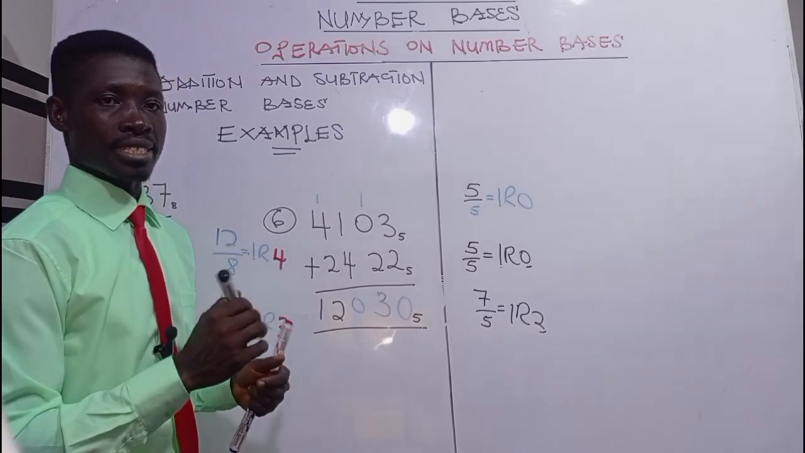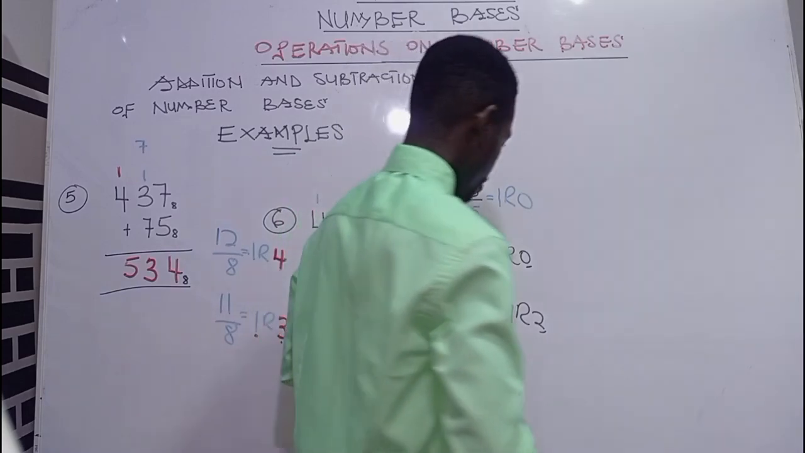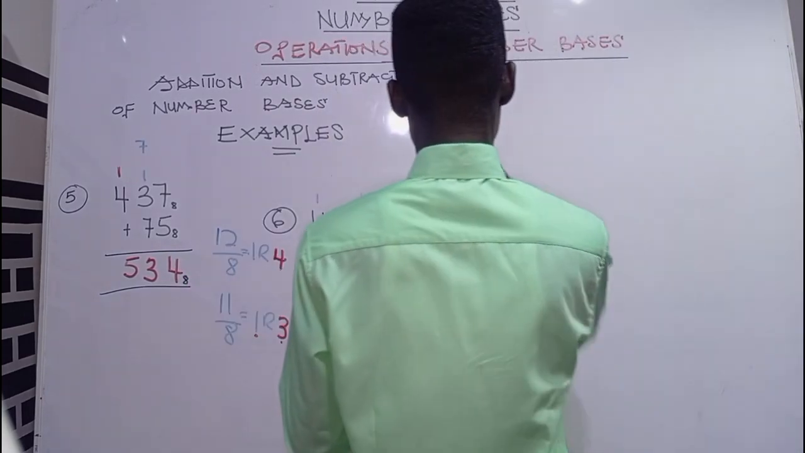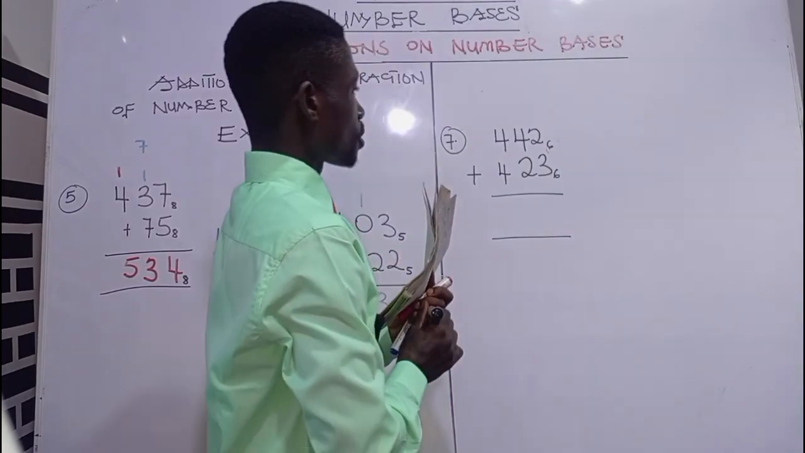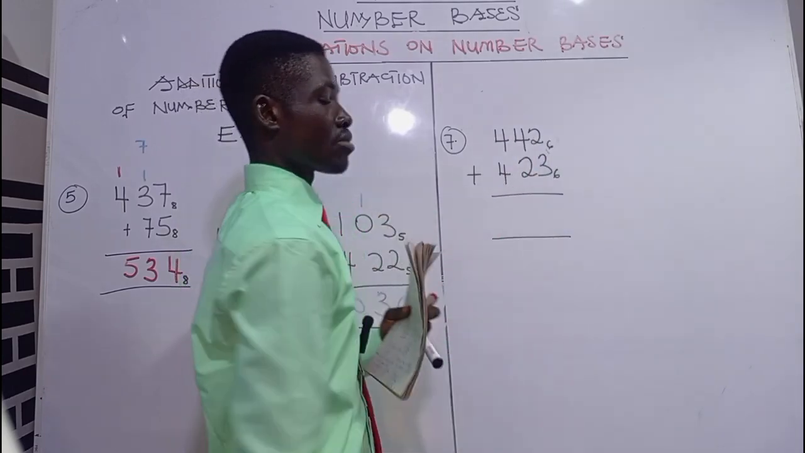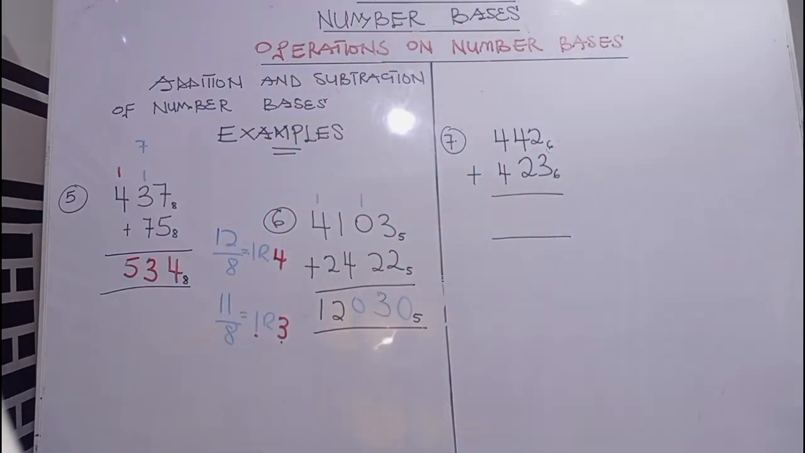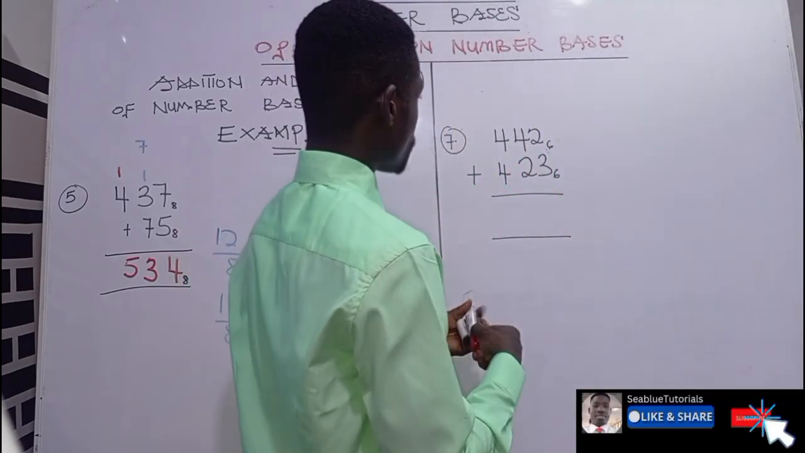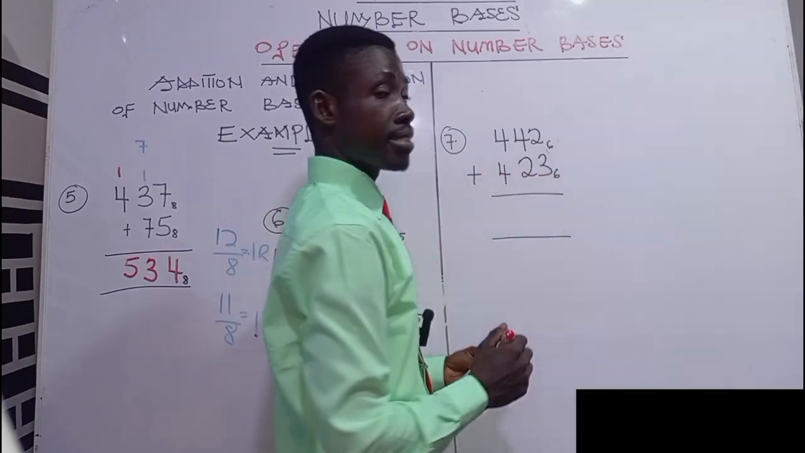Very, very easy. I'll give you one last example, okay? Add 442 in base 6 and 2423 in base 6. Try your hands on it. So let's solve it. So we have this number plus this number, all in base 6.